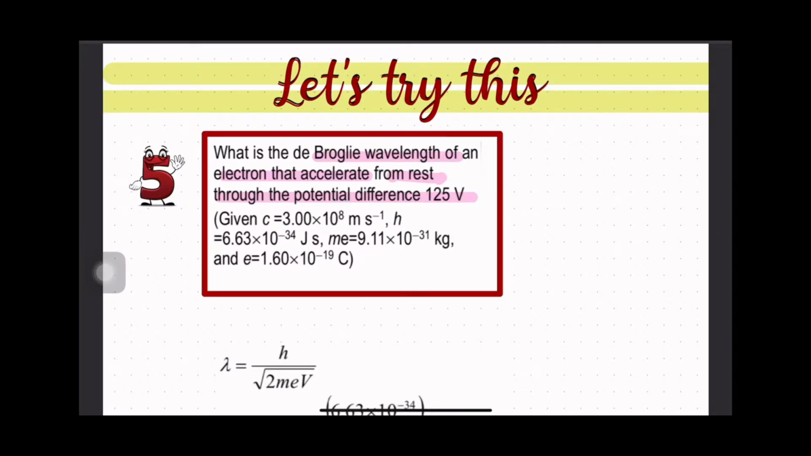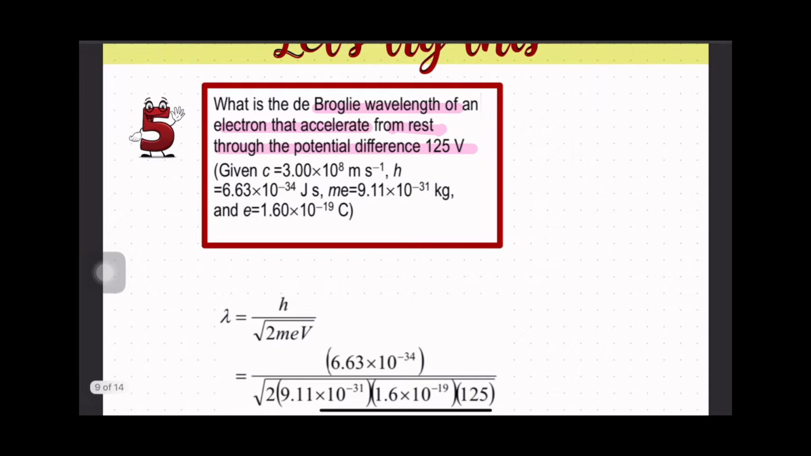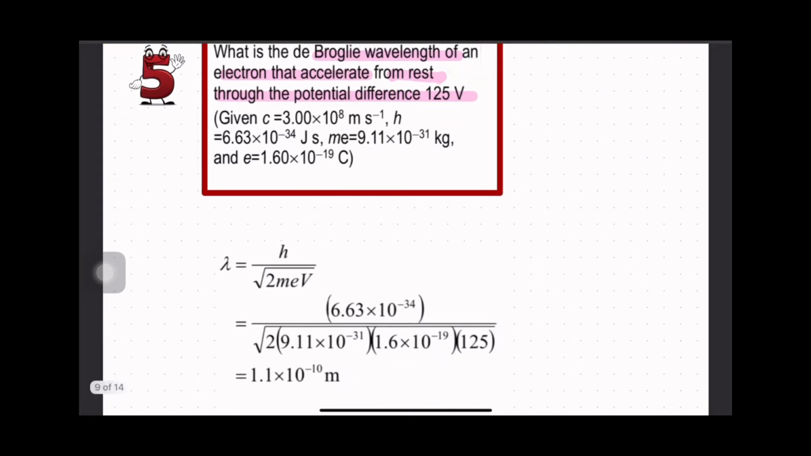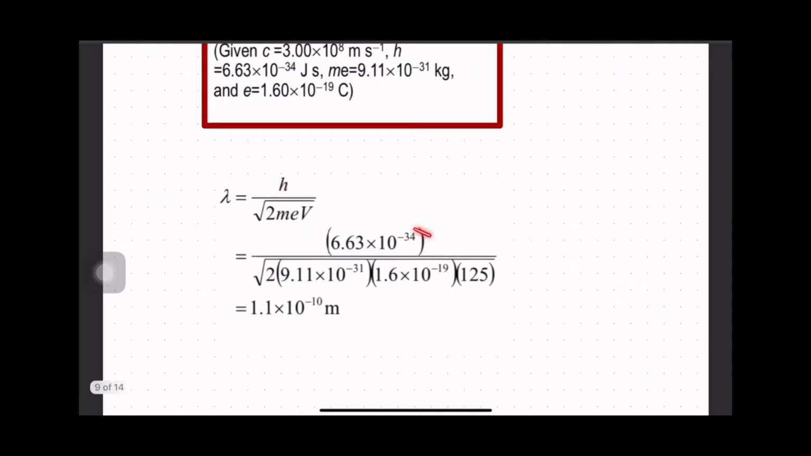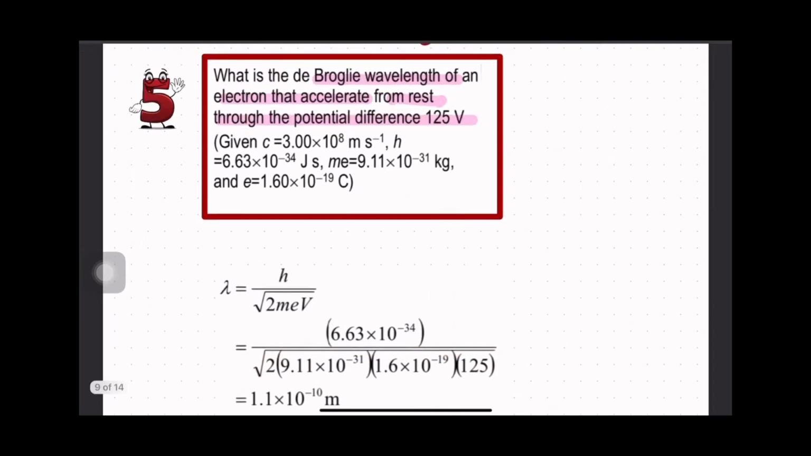Okay, next example. What is the de Broglie wavelength of an electron that is accelerated from rest through a potential difference of 1.5 volt? Yang 1.5 volt potential difference dia adalah V. Jadi kita guna formula asal dia lah. Lambda is equal to h over square root of 2 m e V. Okay, nampak tak? So h over square root of 2 m e V. Okay, so then square root lah. So you dapat 1.1 times 10 to the power of negative 10 meter.